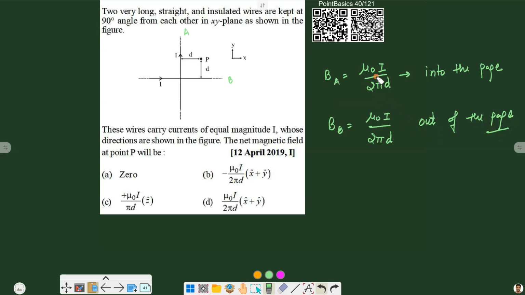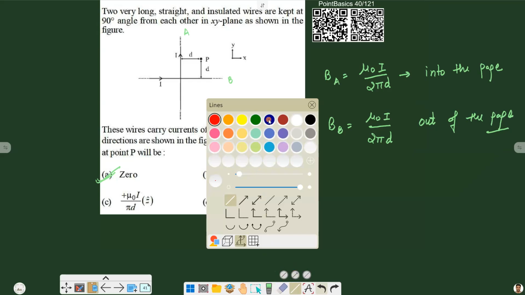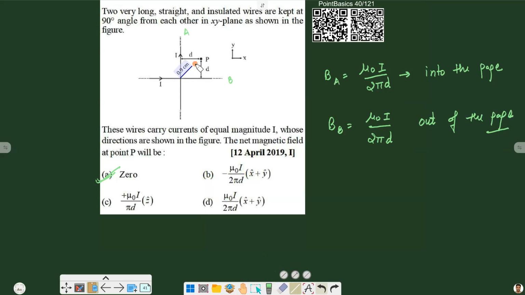And as we can see, at point P both fields are equal in magnitude, just opposite in direction. Means their net result at point P will give us 0. Net resultant will be 0. And we can also draw a line here.